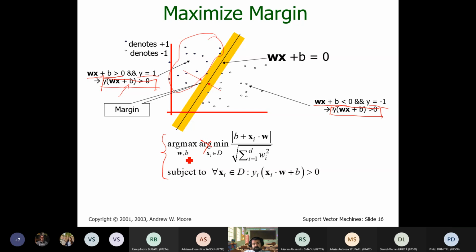So we need to find W and b that will maximize the minimum distance of the form from here, but subject to the product of yi multiplied by xi w plus b to be greater than 0. In other words, to not have errors, because if this product is greater than 0, it means that no matter the class of xi, this point is correctly classified. So these are the two things that we need to solve the SVM. These are the two restrictions.